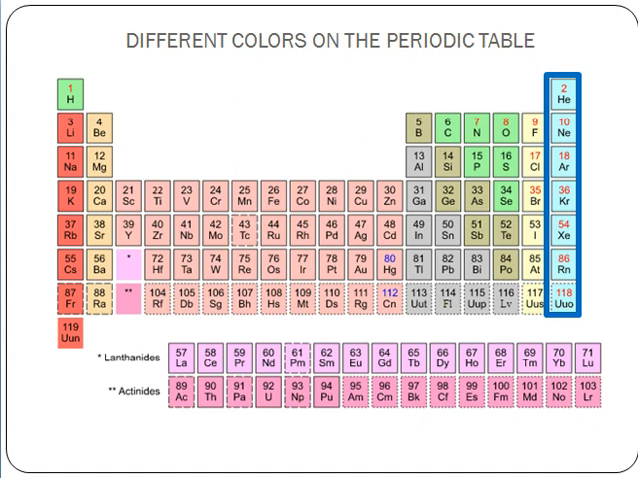The last family on the periodic table is the noble gases. The noble gases are very non-reactive. They are inert. They don't react with things, except for krypton and xenon. They have had them form compounds, but basically they're inert. They don't react with anything.